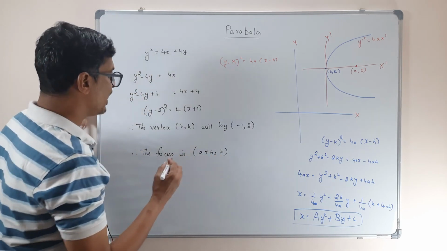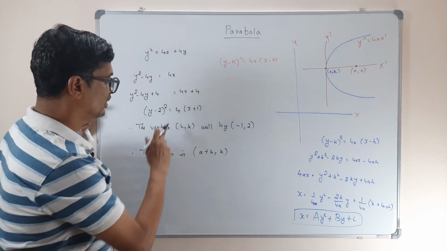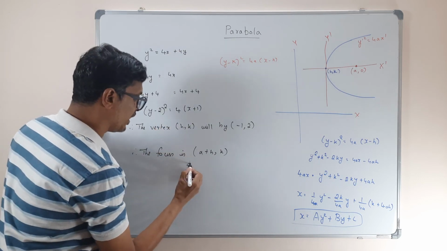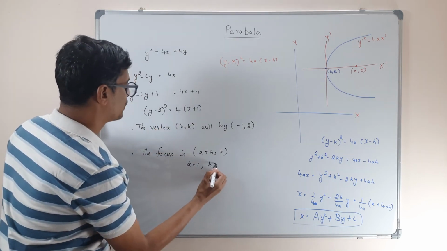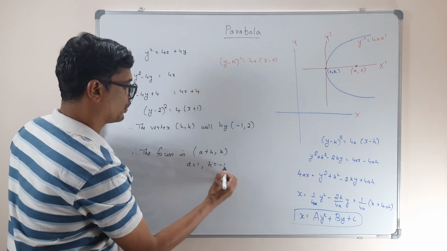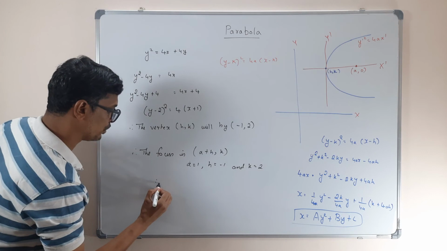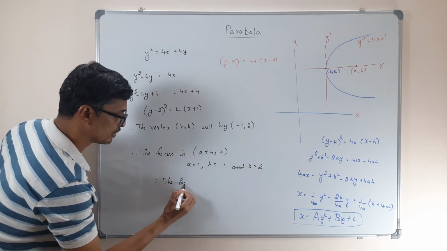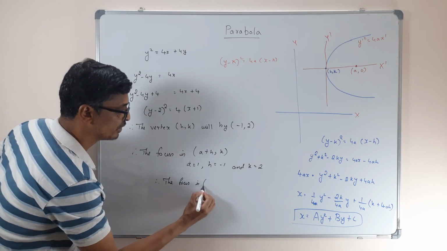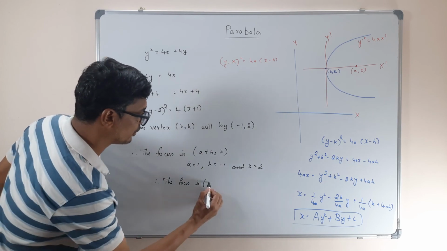Okay, so what is a? Tell me from here. a is 1. Right. So we have a equal to 1, h equal to minus 1 and k equal to 2. Therefore, the focus is 0 comma 2. 0 comma 2.